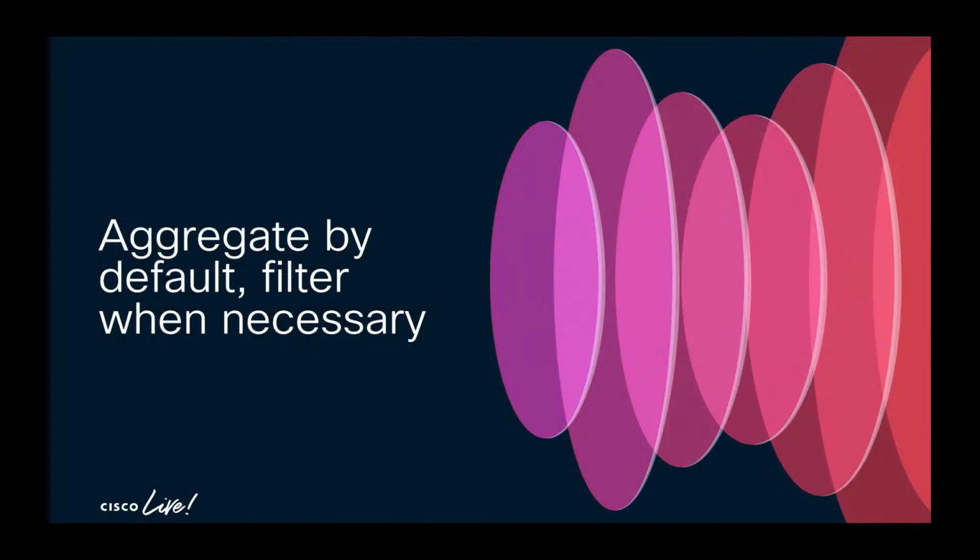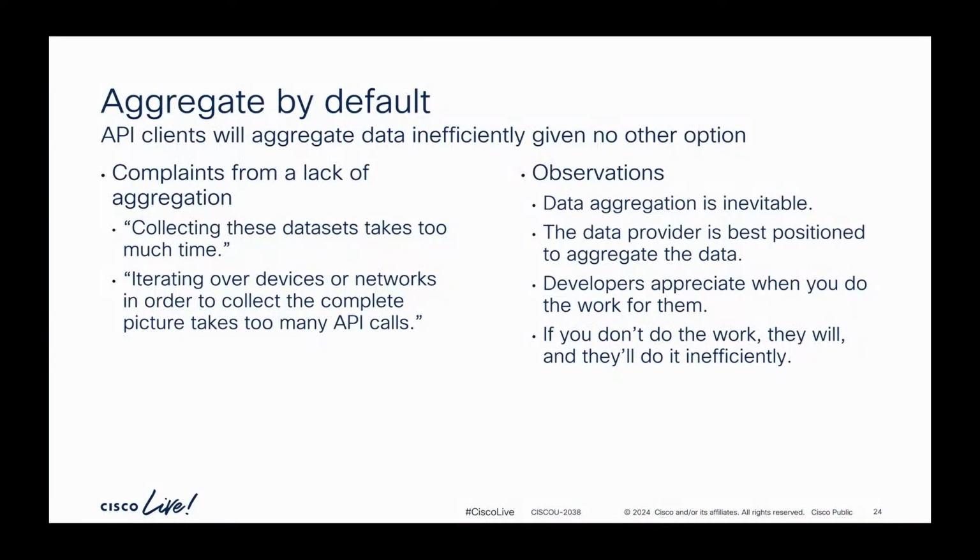The final principle that we're going to talk about, and we're going to move into some examples after this, is that when you're building something that gives you a ton of telemetry, we've learned that we should aggregate by default and let people filter when necessary. So what do I mean by that? Well, clients will aggregate data inefficiently if that's the only way that they have to actually achieve an outcome. So maybe they're wondering about packet loss. And so you have an API call that says, for this access point, for this time span, tell me what the packet loss was. You're going to iterate through 100,000 devices to figure out what it was for all of them. It's pretty inefficient.